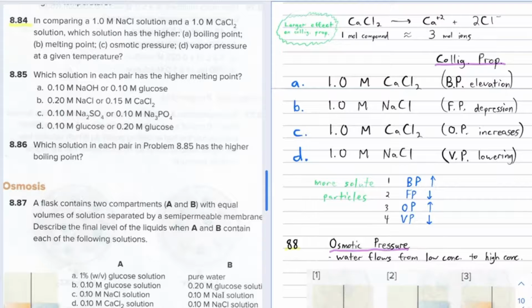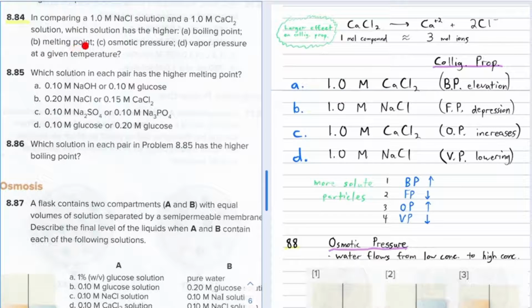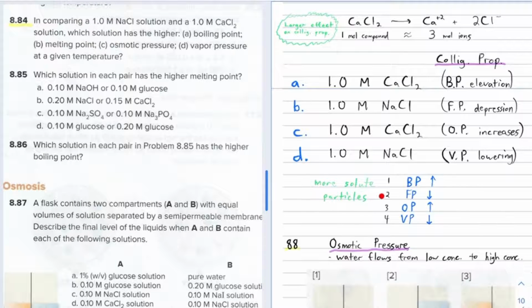The next one is melting point or freezing point. So the more solute particles causes the freezing point to go down. So the calcium chloride solution, being more concentrated, would actually have a lower freezing point, and the sodium chloride solution, being less concentrated, would have a higher freezing point. This colligative property is called freezing point depression. So the more concentrated solutions have a more depressed freezing point.